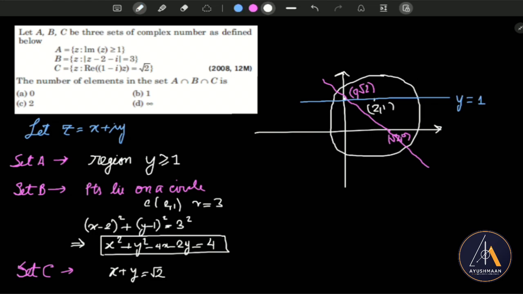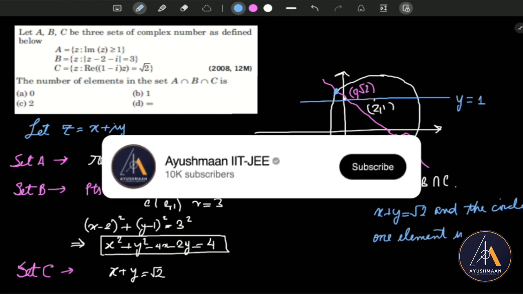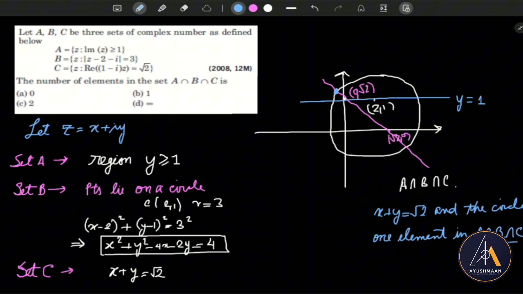Now we need to find the number of elements in the set A intersection B intersection C. So observing the graph, we can say that clearly there is only one intersection point, which is this point. I'm doing it in a different color. This point, the blue point. This point is the intersection of x plus y equals root 2 and the circle, which is above y equals 1. So we can say that there is only one element in A intersection B intersection C. So the final answer to this question is option B, 1.